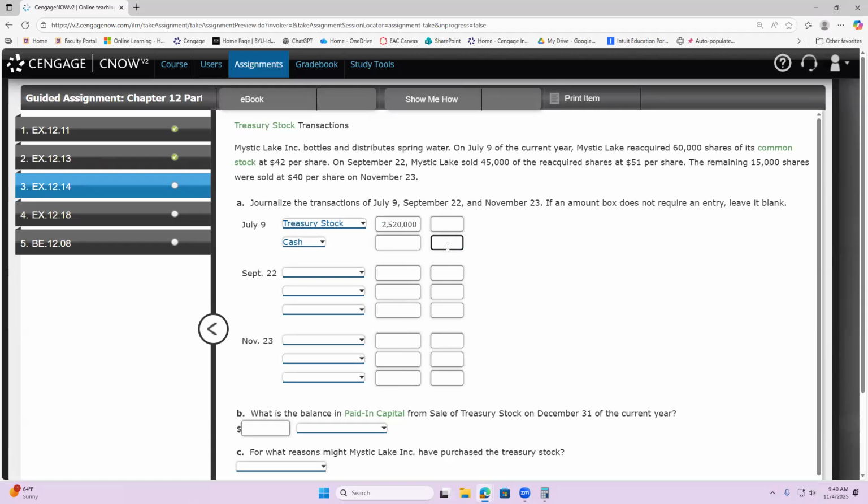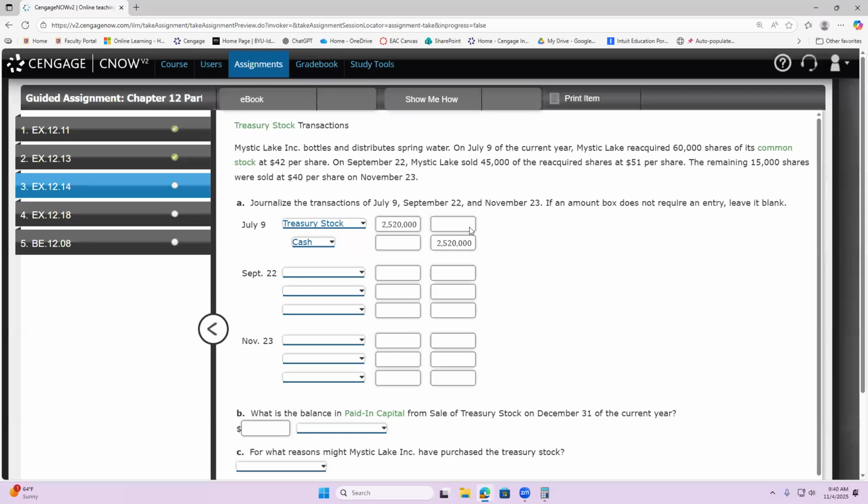Something else you'll notice is that most of the time, our stock, like common stock, has a normal balance of a credit, but treasury stock has a normal balance of a debit. So when we're looking at our stock outstanding, we would have our common stock minus any treasury stock to give us our total amount of stock outstanding. That's why it's a debit, because it's reducing the amount of stock value that's out there.